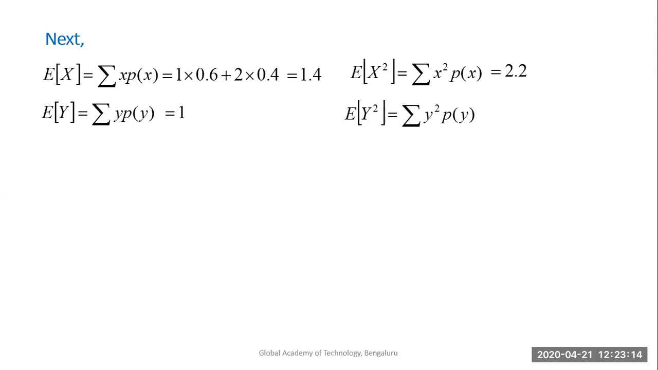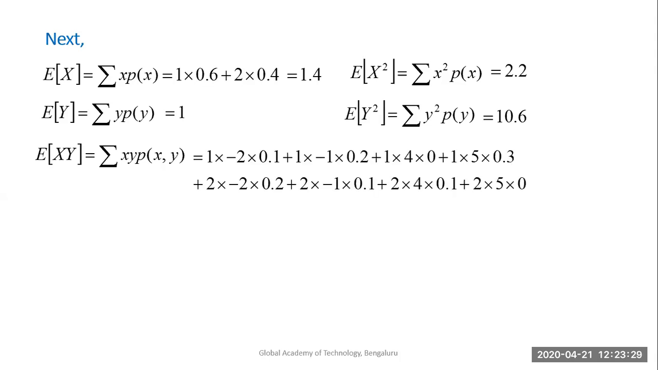Similarly, expectation of y square will be y square into p of y. We get it as 10.6. Then expectation of xy, that is each value of x is multiplied with the corresponding value of y and the joint probability. So the first value of x is 1 multiplied with the first value of y, that is -2, the corresponding joint probability, that is 0.1. The same thing is done with all the values of x and y. So this sum comes to be 0.9. So 0.9 is the expectation of x into y.